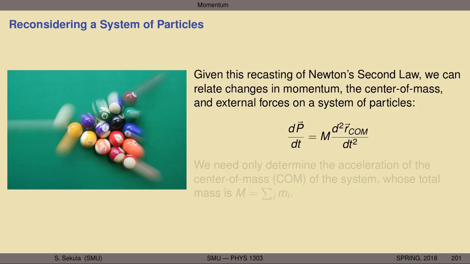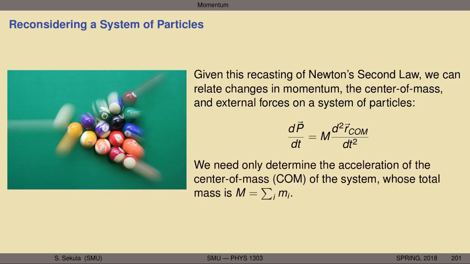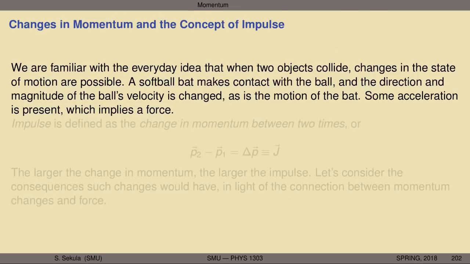So for a complicated system of particles, all of which may be moving around, colliding with each other, we need only determine the acceleration of the center of mass of the system, whose total mass is m, which is the sum of all the masses of the things that make up the system. Okay, well, this must then needs be equal to the sum of all the external forces on the system. After all, F equals ma tells us that acceleration, even of a system of particles, would be caused by a whole bunch of external forces adding up in some way to act on the system. We'll come back to this in a bit, because this bears on the conservation of momentum.